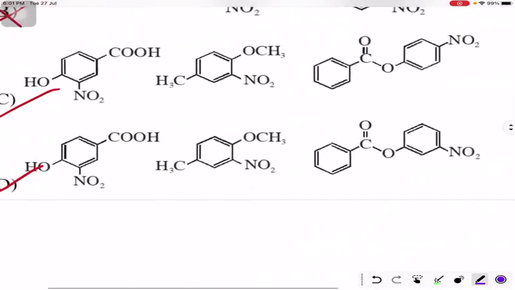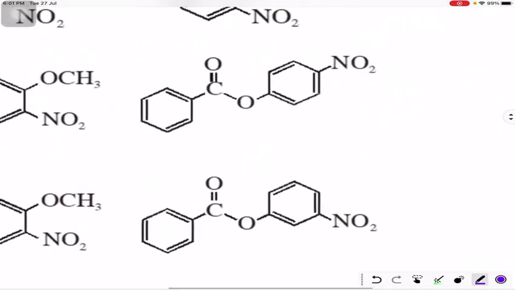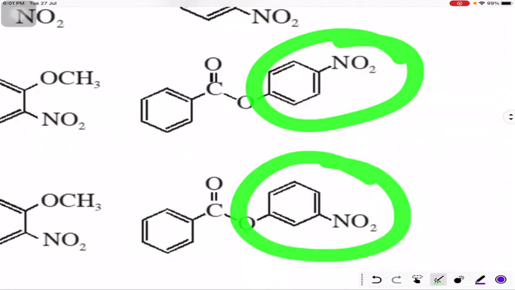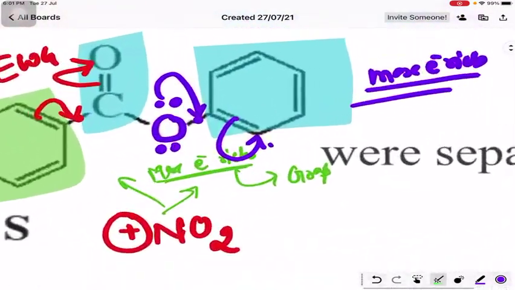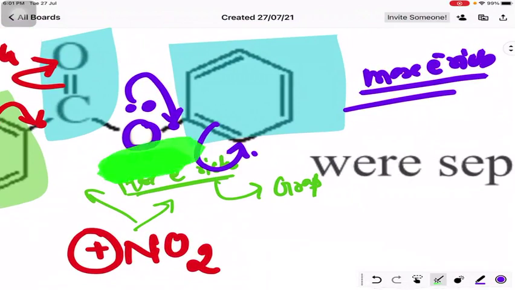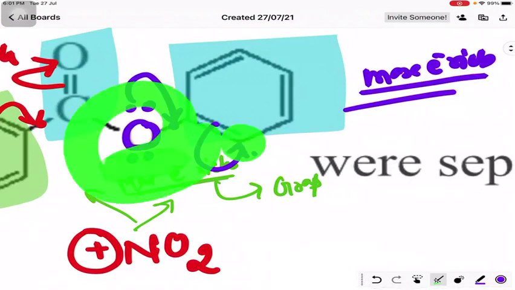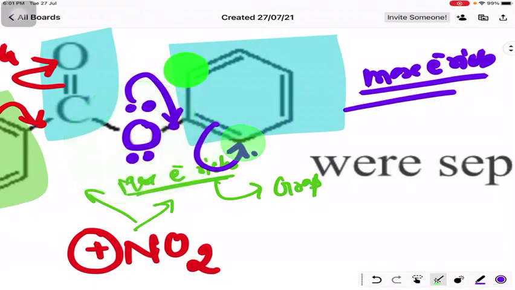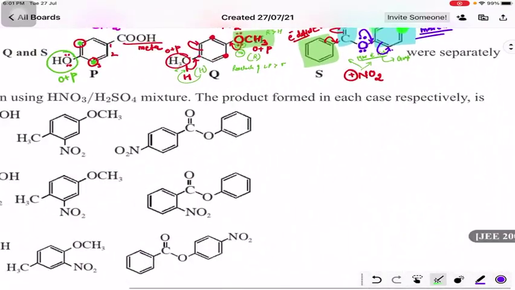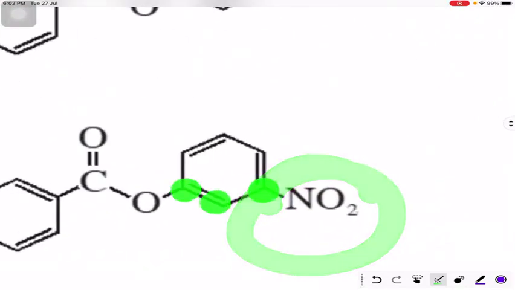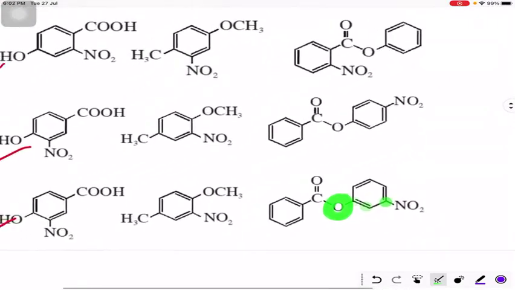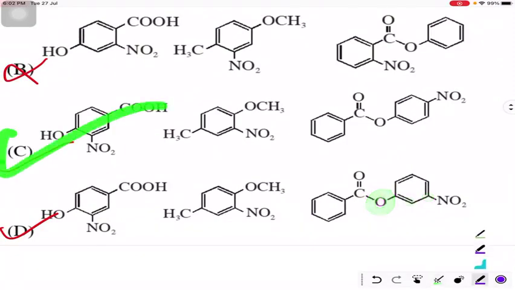So out of C and D, which can be the answer? In this case, the nitration occurred on the right hand side ring only, but the attack will be on which position? Because this is electron releasing, the attack will occur at ortho or para position with respect to this group. So answer D cannot be the answer because it is meta position with respect to O. So your correct option is C.